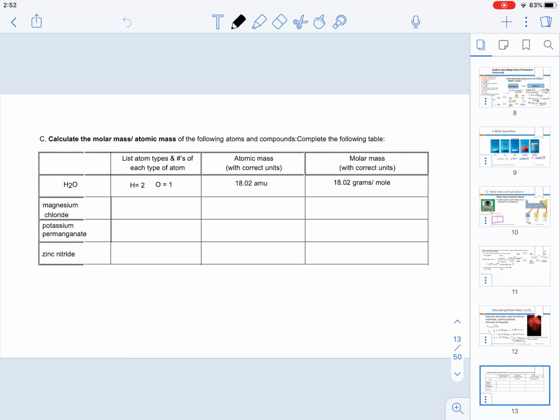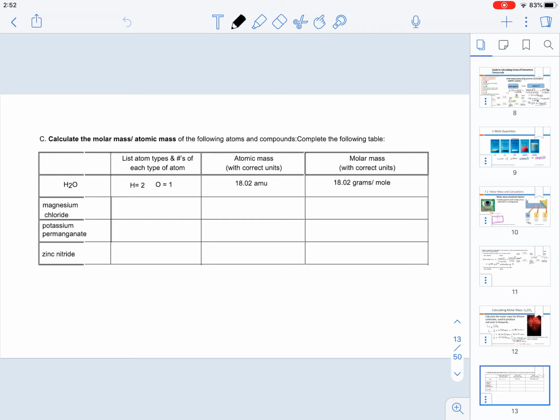In this video, we are going to continue to talk about molar mass, and we're going to see its uses in calculations. So one of the things that we lastly talked about in the previous video was how to calculate the molar mass for a particular compound. So here in part C of the in-class worksheet, as you can see, we have 3 different compounds and you need to calculate their atomic mass or their molar mass.